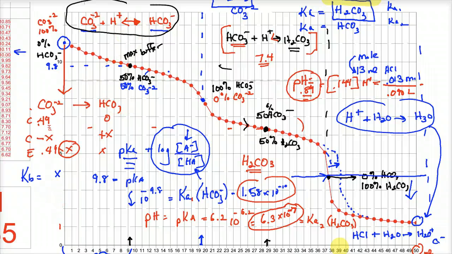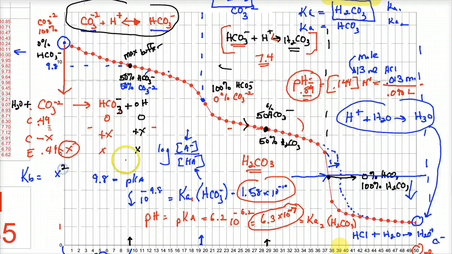Let me just add in some components that I forgot here. CO3 2- plus water is going to make the bicarbonate ion plus the hydroxide. So this is going to be a 0 as well, and this is going to be a plus X as well. This will be an X. So what you're going to have is X squared over 0.49 equals my Kb, and you solve for your X. Now, how did I set that up?